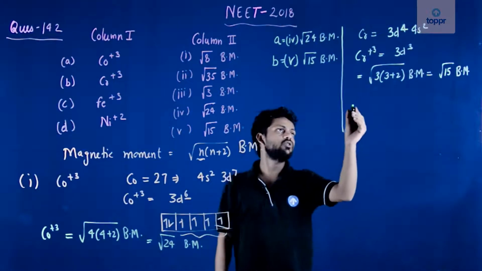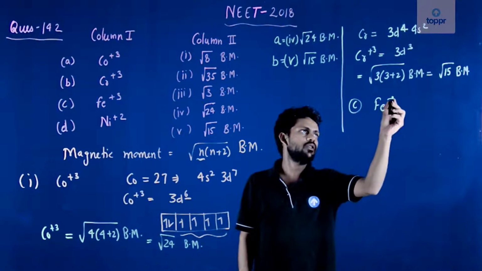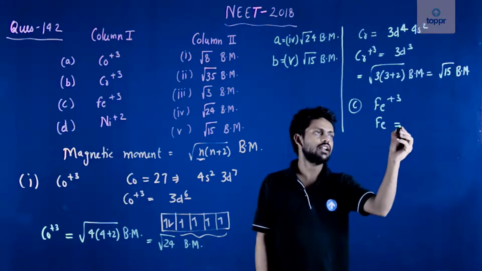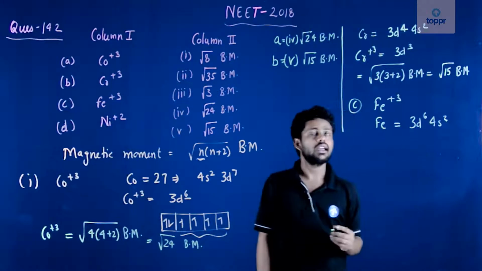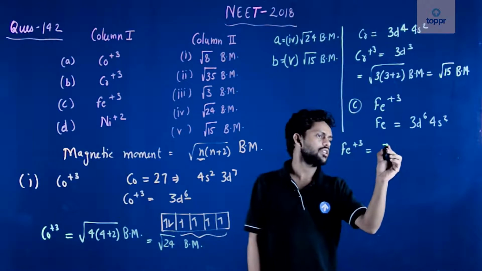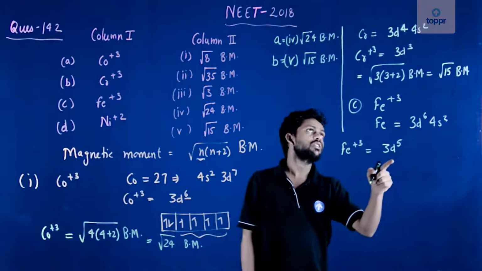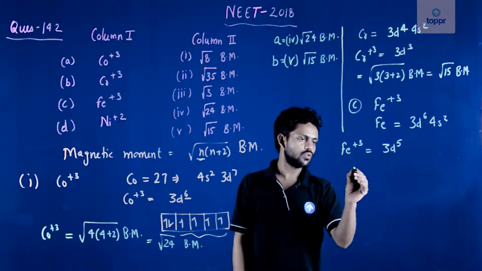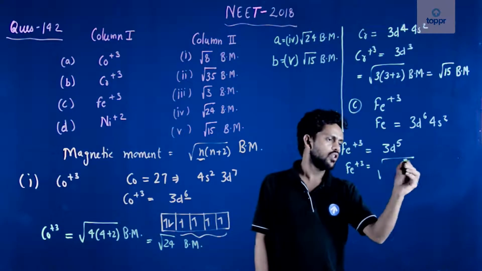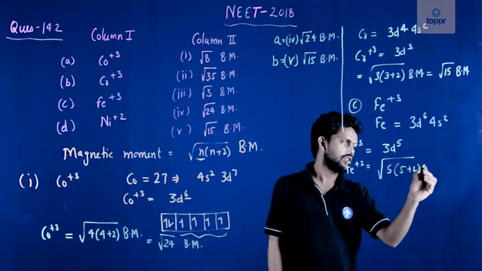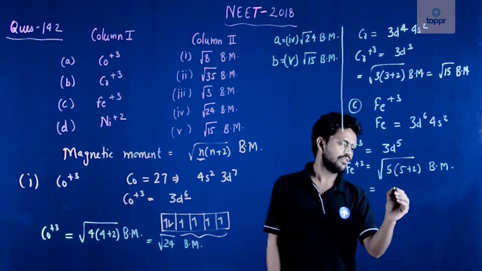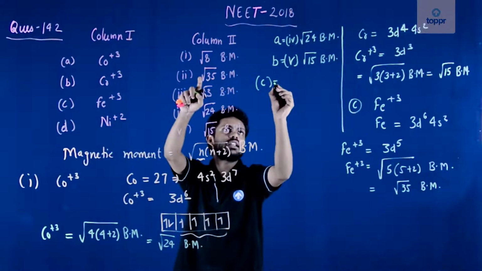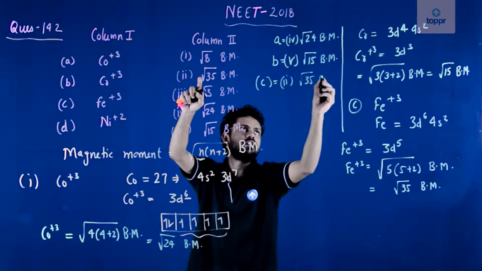Okay, let's go back for C. C is Fe plus 3. Iron's atomic number is 26, so I can write the electronic configuration as 3d6 4s2. For iron plus 3, I will get 3d5. That means all the 5 electrons are unpaired. If you calculate the magnetic moment, it will become root of 5 into 5 plus 2 Bohr's magneton, that means 5 into 7, under root of 35 Bohr's magneton. So for C, the second option is the correct option, that is root 35 Bohr's magneton.